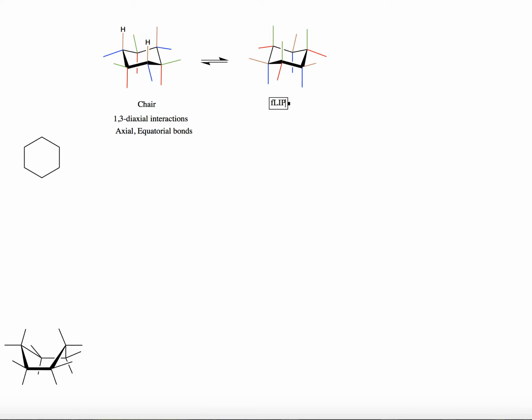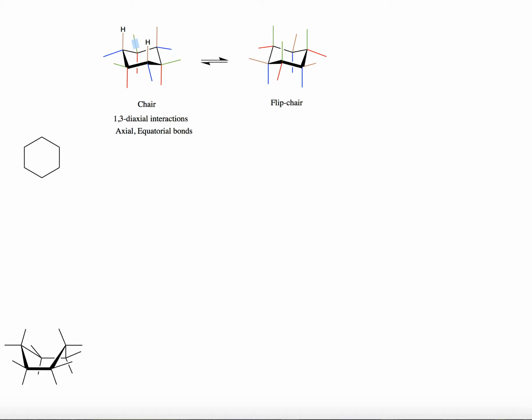So every chair is always in equilibrium with a flip chair. In the flip chair, what was the head here is now brought down, so it becomes the legs. And whatever was the legs in one chair, in the flip chair, it will become the head. I want you guys to really look into this and notice what happens to the axial and equatorial bonds.